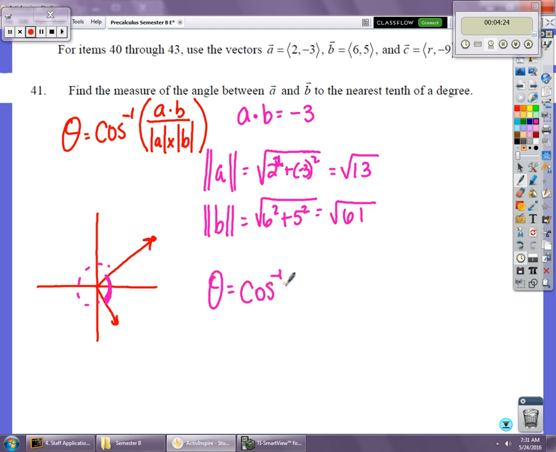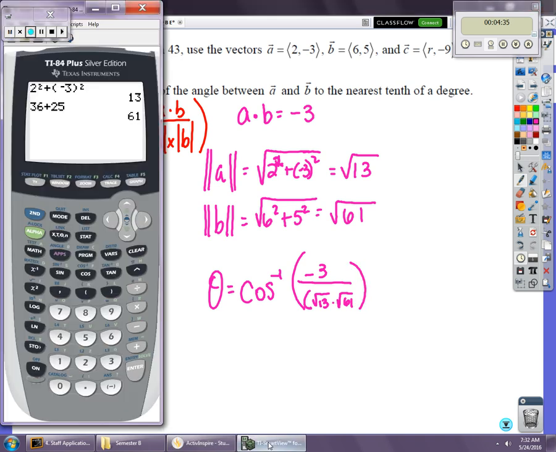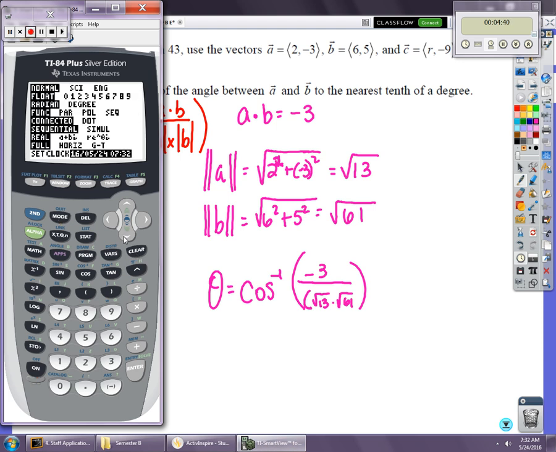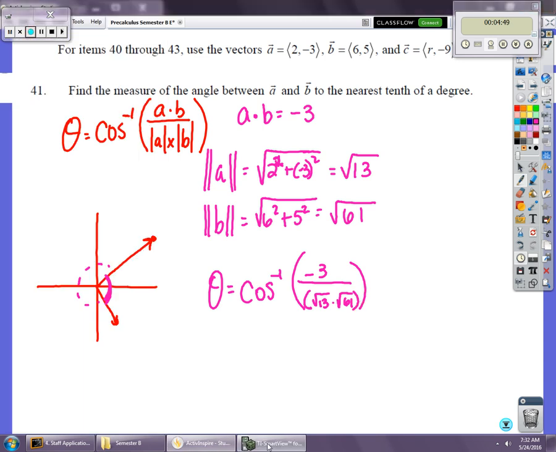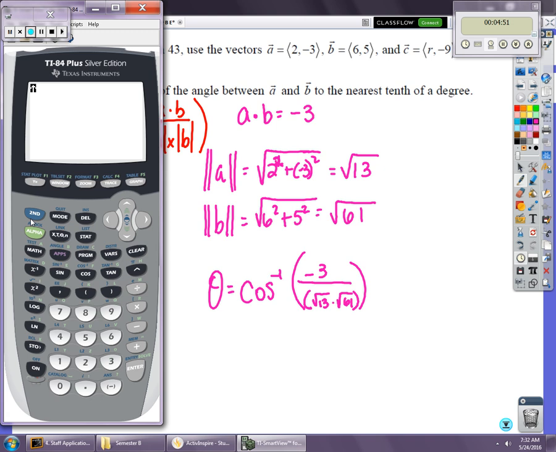Inverse cosine of negative 3 over the product of root 13 times root 61. Now, I have to make sure my settings are good, because since my last video, I did some changes. I need to make sure that I'm in degree mode. Okay, so we're going to go ahead and, oops, I need another parenthesis here. All right, we're going to go ahead and enter this in. So second cosine, negative 3 divided by, now this is really easy to make a typo.